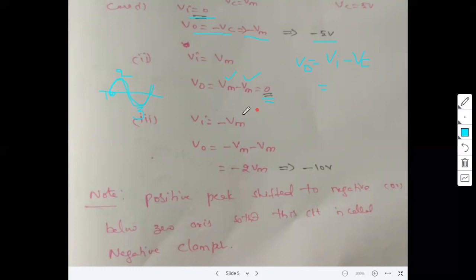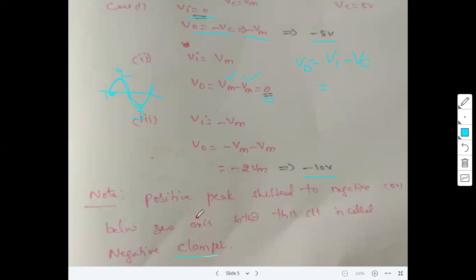For the negative clamper circuit, consider the case Vi equal to minus Vm. Then the output is minus Vm minus Vm, that is minus 2 Vm. If Vm is equal to 5 volts, that is minus 10 volts. So the positive peak is shifted to negative, below the zero axis, so the circuit is called a negative clamper circuit.